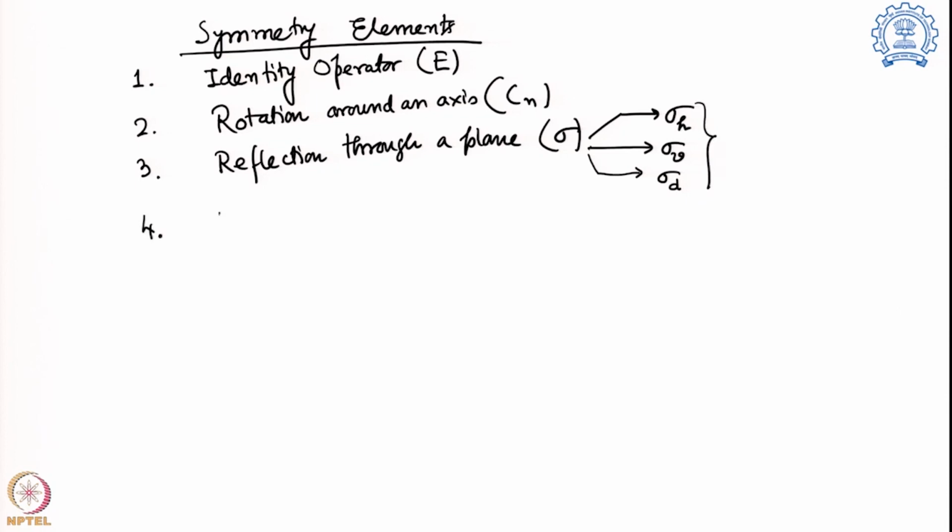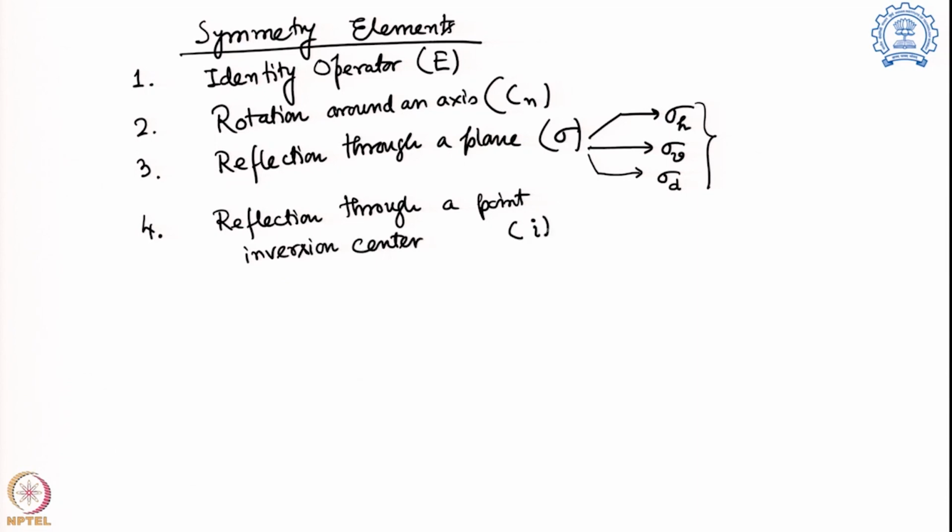Fourth one is the reflection through a point, as we call it inversion center, and we put it as I. And the last one was improper axis of rotation, where we do 2 different operations consecutively.